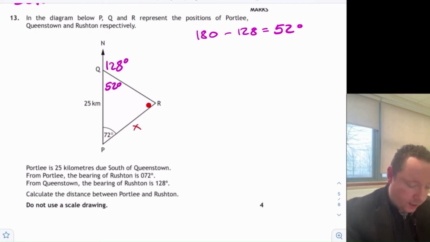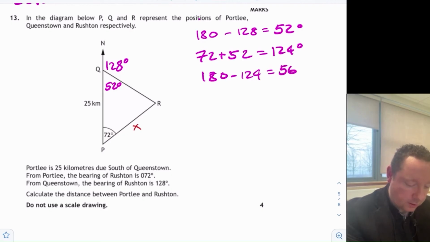I don't know anything about this angle, but I've got two angles in a triangle. I've got one side and a missing side, so I can use the sine rule. I can always find this angle if I need it, because angles in a triangle add up to 180. A over sine A equals B over sine B, so I'm going to need this angle. 72 plus 52 is 124. So I can do 180 minus 124, which is 56 degrees. And that can go in here.